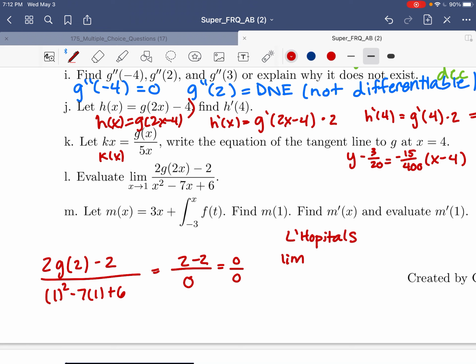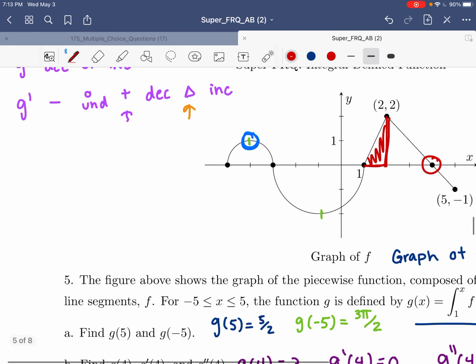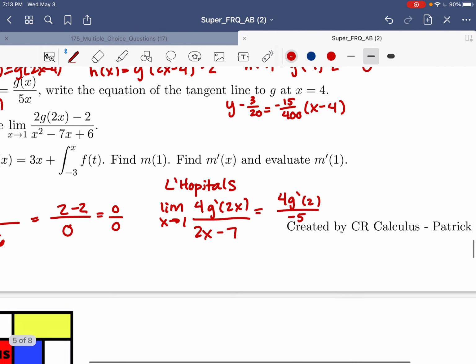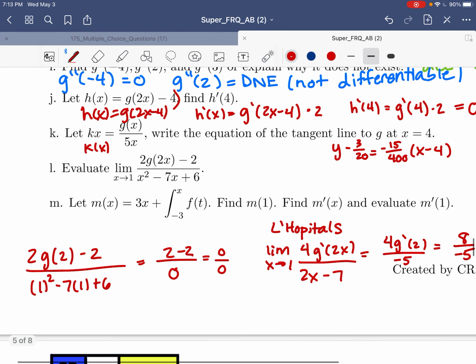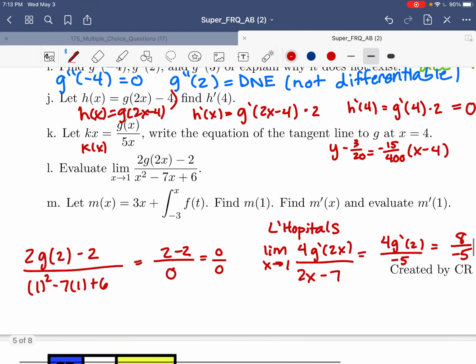So by L'Hopital's rule, the limit as x approaches 1, my derivative of that is going to be 4 g prime of 2x divided by 2x minus 7. So now when I plug it in again, I'm going to get 4 g prime of 2 over 2 minus 7, which is negative 5. So g prime of 2 equals 2. So it's really going to be 8 over negative 5 would be our answer for L.